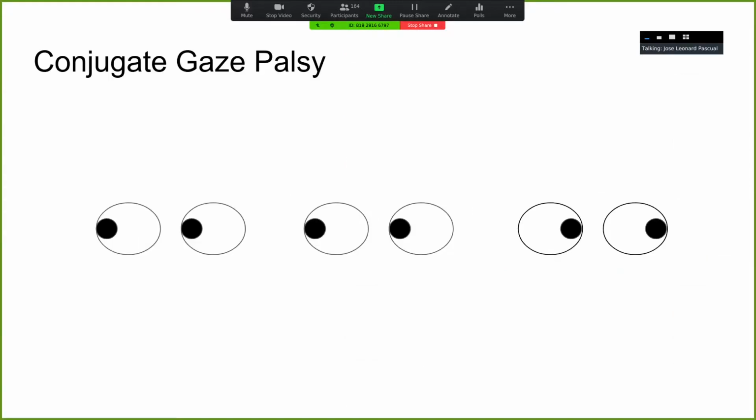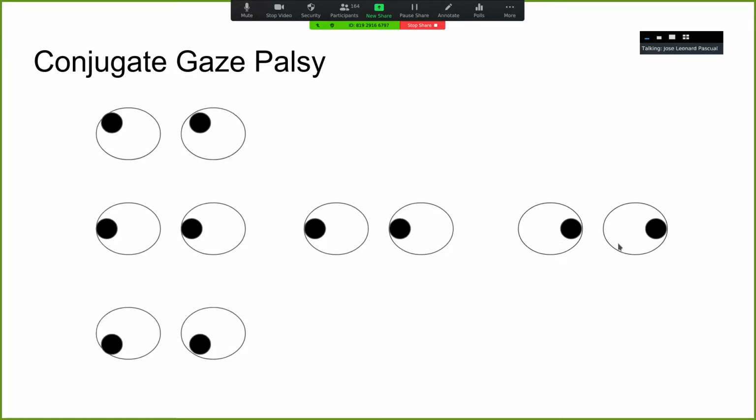So if you have conjugate palsy, like in this case, ask the patient to look to the right, ask the patient to look to the left, but there seems to be a preference on primary gaze. They deviate to the right side in this patient. But the horizontal gaze is intact when you ask them to look either right or left.